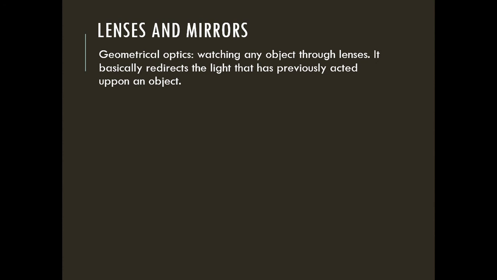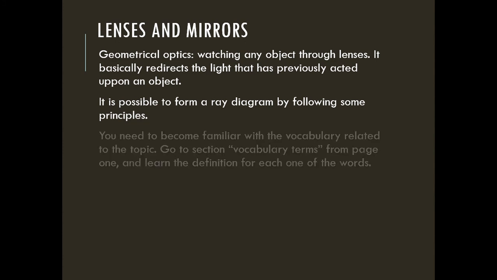So whenever we place a telescope and we redirect its position in order to capture the light that comes from the moon, for example, then when you put your eye on the lens, you will notice that you will get a clearer and of course magnified image of the moon. That is basically what lenses do, right? It is possible to form a ray diagram by following some principles. So we need to study the way light acts upon the kind of lens or mirror it is going through. So we need to learn some principles later on.